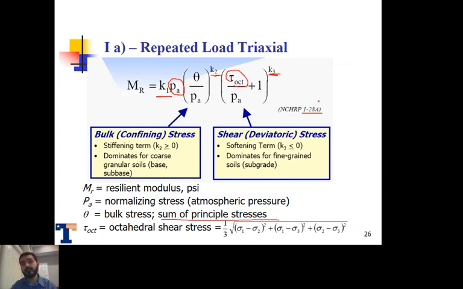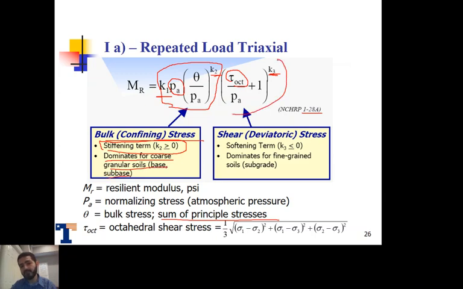materials together. So instead of having two relationships like what I showed you before, one for granular base materials and one for fine-grained materials, this equation applies for both. But there is a portion of this equation that is highly dependent on the bulk confining stress. So it has a stiffening term, which is K2, that's higher or equal to 0. And as I said, it dominates for coarse granular soils like base and subbase.